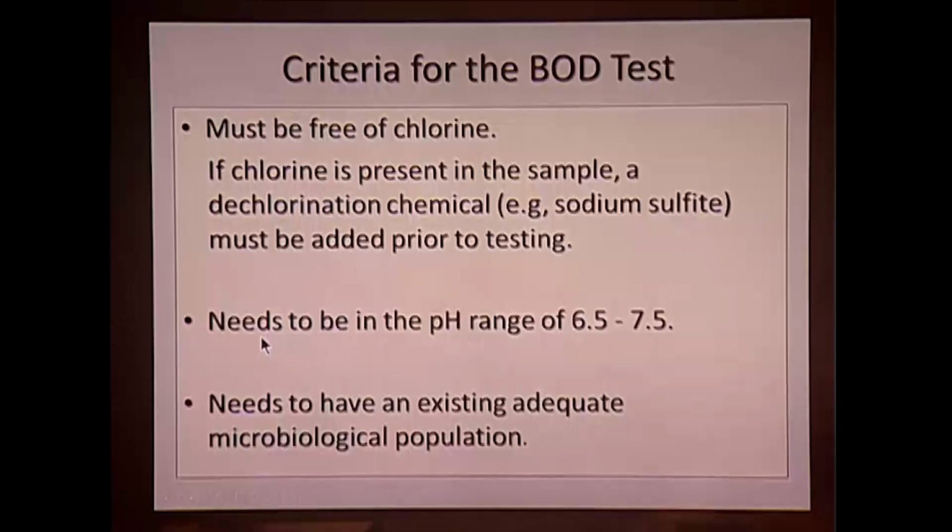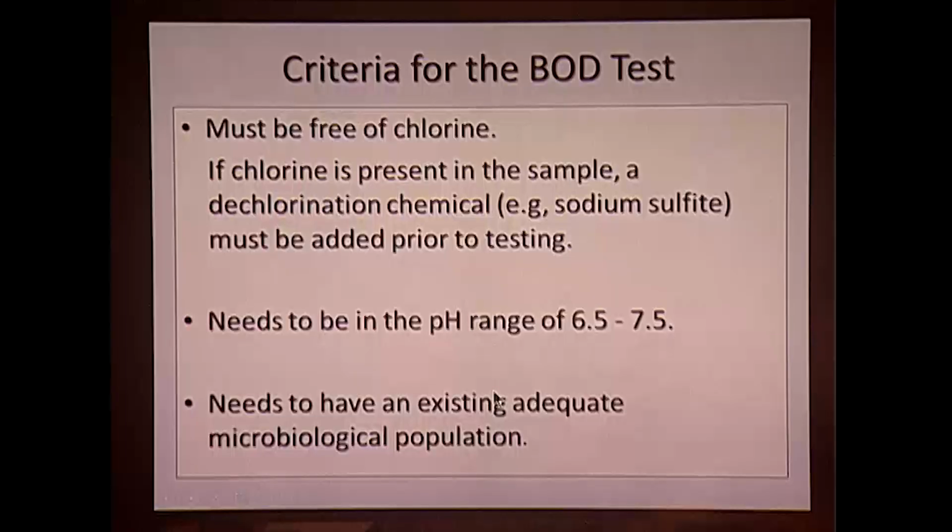sodium sulfide. The second criteria is the pH of the water sample should be in the range of 6.5 to 7.5. Water should not be highly acidic or highly alkaline. And the third most important criteria is it needs to have an adequate microbiological population, because we are going to assess the oxygen demand that is put up by the microbes. A certain amount of microbes should always be there. If it is not there, you won't be able to measure the BOD.